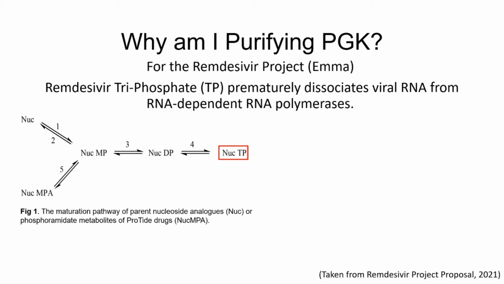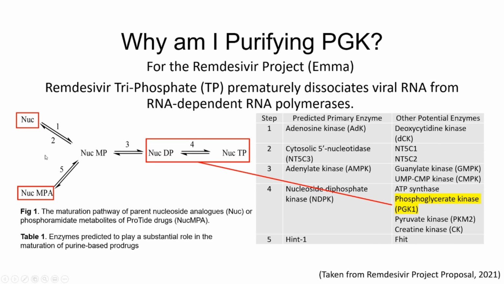But this form has a hard time getting into cells due to its many charged phosphate groups. As a result, remdesivir is administered in its nucleoside form or its monophosphate form, and this monophosphate form is masked using ProTide technology. Figure 1 here shows the overall proposed pathway that remdesivir takes to mature into its active triphosphate form. And in the final process, from diphosphate to triphosphate, PGK is thought to catalyze this step. As a side note, remdesivir is very similar in structure to ATP, so it makes sense why PGK has been proposed for this role in its maturation.